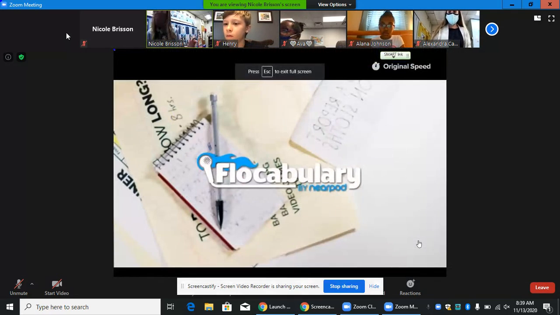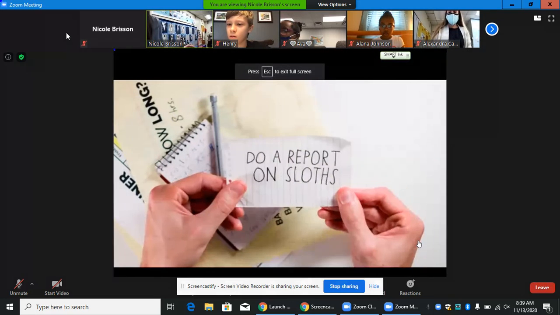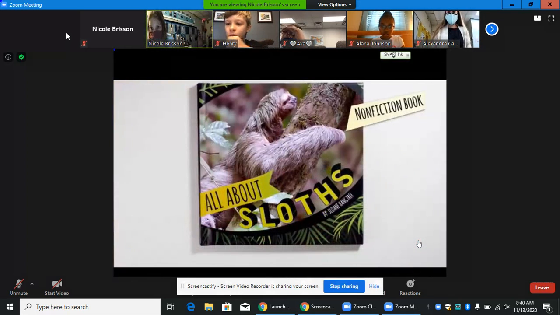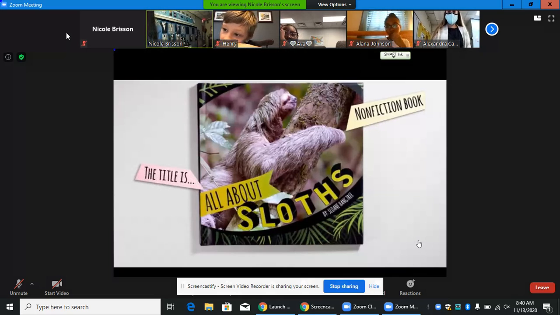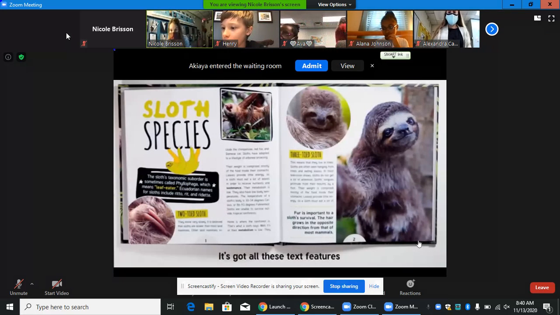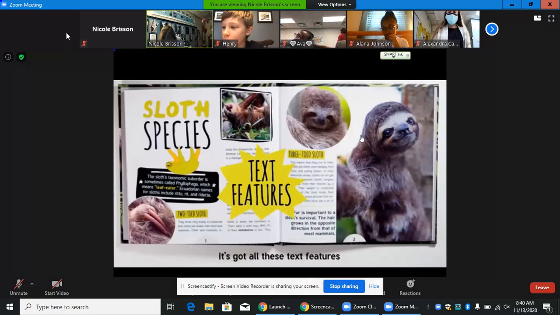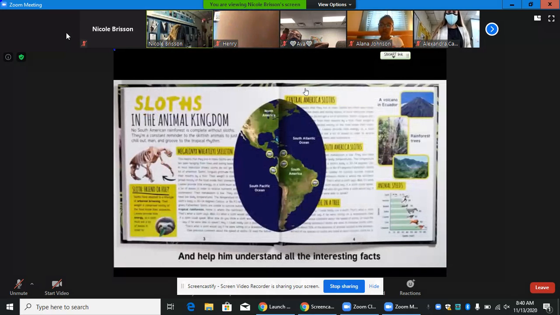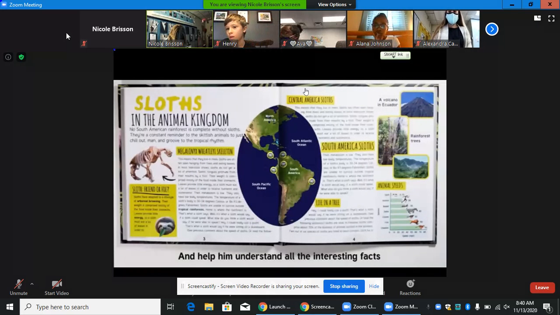Leo here just found out he has to do a report on sloths. He checks out a nonfiction book. The title is All About Sloths. This is a little bit different from the fiction books that he's been reading. It's got all these text features. Those are the things that draw his eye to important information and help him understand all the interesting facts. Leo's gonna use those text features to find his way around the text.